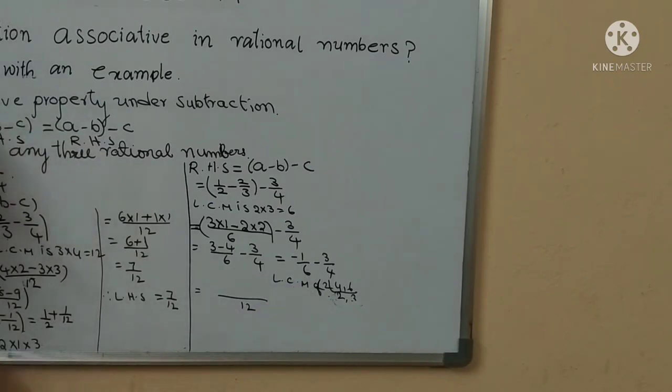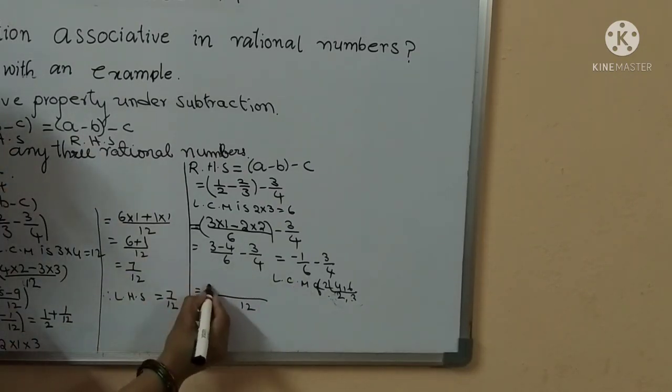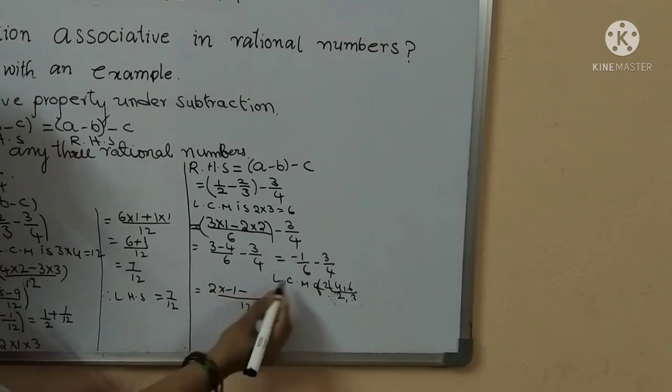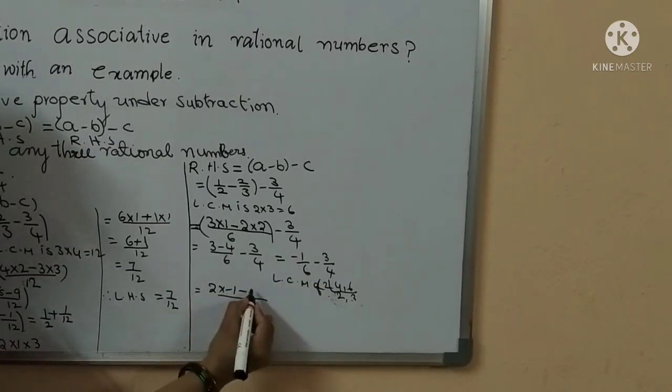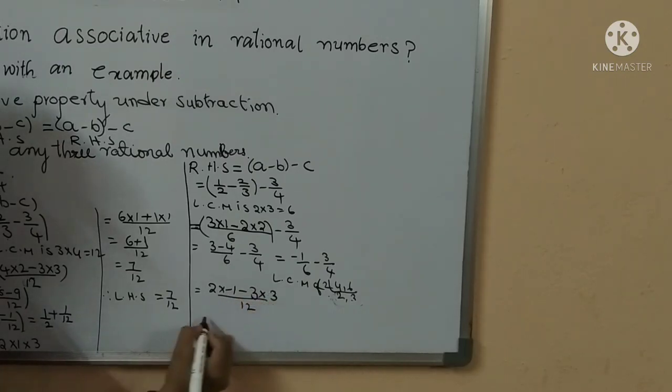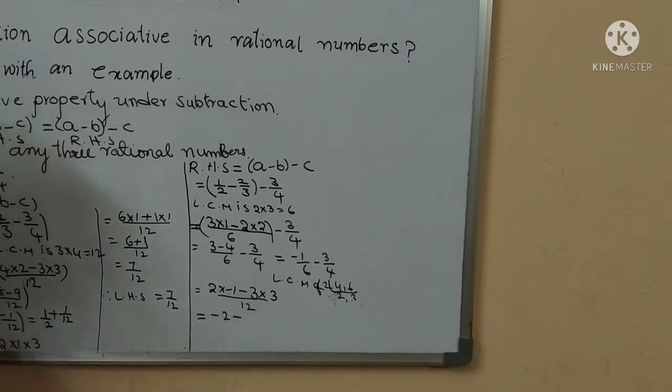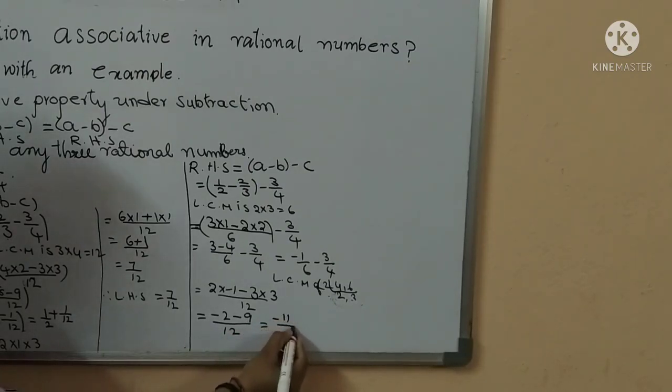6, how many times possible? 2 times. So here 2 into minus 1, minus 4, how many times possible? 3 times. 3 into 3 is equal to 2 into minus 1, minus 2. So here minus 3 3s are 9 by 12. Minus 11 by 12. So here RHS equals minus 11 by 12.